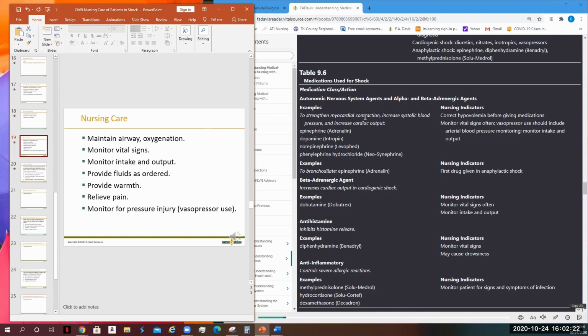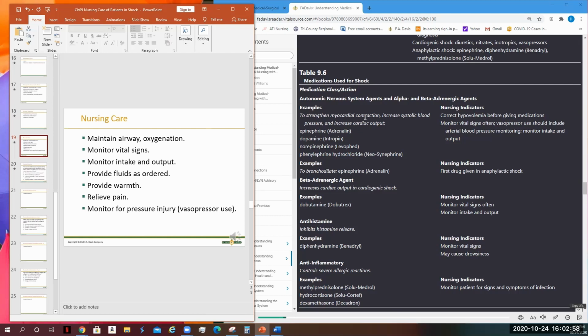Examples include, to bronchodilate, you could use the epinephrine or adrenaline. That's the first drug given in anaphylactic shock. Just bear in mind that epinephrine doesn't work if they're on beta blockers. You'll need to use glucagon. Beta adrenergic agents increase the cardiac output in cardiogenic shock. So an example would be the dobutamine or the Dobutrex. So for that, you'll want to monitor vital signs often and monitor their ins and outs.